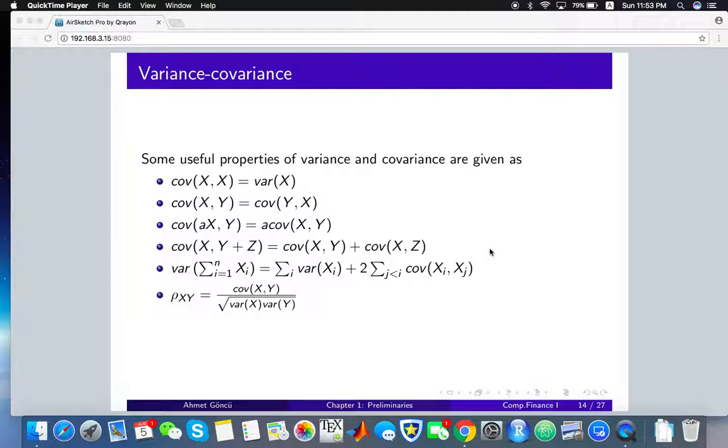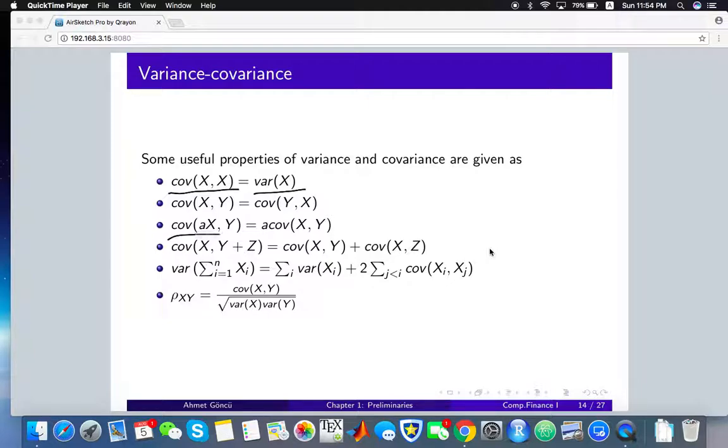I would like to briefly go over a few more useful properties that we might use. So the variance-covariance. We know what the meaning of covariance is from an introduction to statistics. Basically, the covariance of x and x is the same thing as the variance of x. The second property tells us that the covariance of x and y is the same thing as the covariance of y and x. So this covariance operation is basically symmetric.